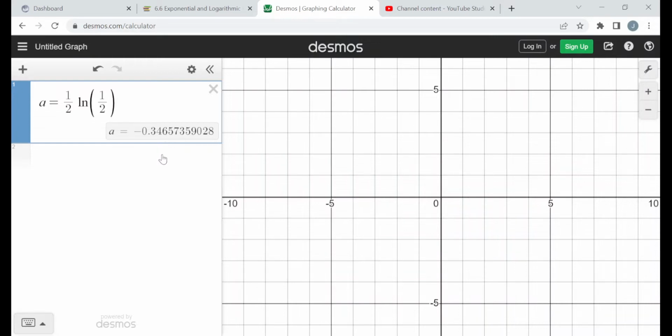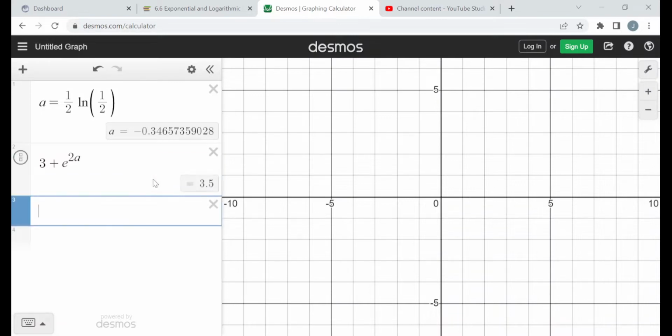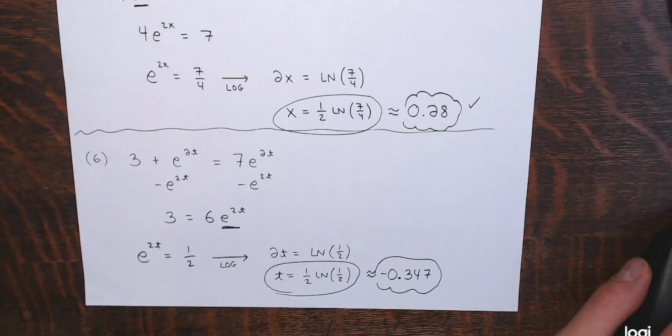And again, I'll just use this calculator here to check my answer. The left side was 3 plus e to the 2t, but I'm going to call that 2a. So the left side's 3.5. The right side was 7 times e to the 2t, but I called it a, and again I get 3.5. I get 3.5 equals 3.5 when I plug this number in. So this number is making the equation true. It is a solution. Check on that. All right.